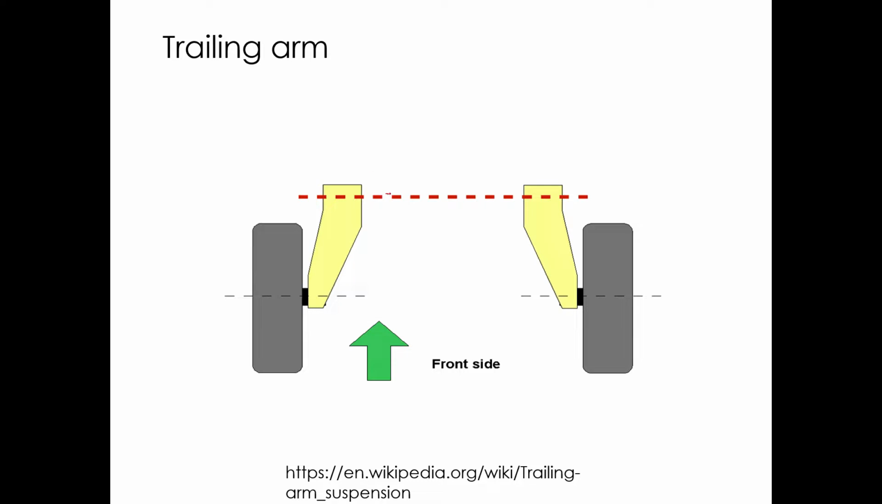The instant center for the suspension would be at this point. So you're looking at the side of the car, there'd be a point at the side of the car that these would be rotating about. One problem with this is the wheels actually move forward and backward as they bump up and down.